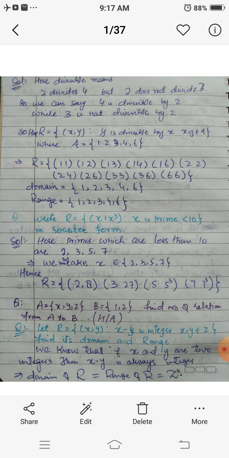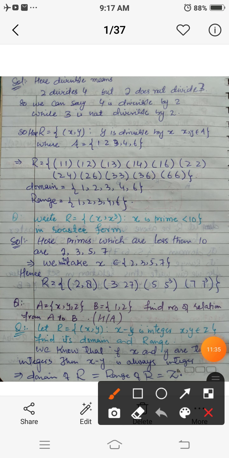Simply, here 1 divides each and every element. So this means that (1,1), (1,2), (1,3), (1,4), (1,6) belong to this, because 6 is divisible by 1, 5 is divisible by 1. Similarly (2,2) belongs to this because 2 divides 2, and (2,4) because 2 divides 4. So in this way you can find all the pairs like (2,6), (3,3), (3,6) and (6,6).